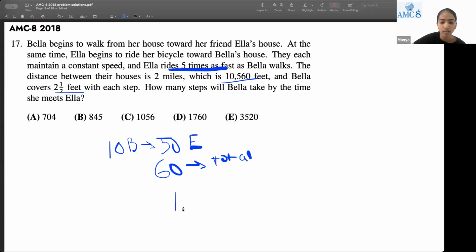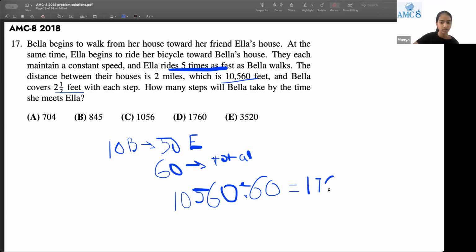So then we've got 10,560 as the total, divided by 60. So 10,560 divided by 60 is going to be equal to, if we solve that, 176. And now since we're calculating for Bella, how many steps she will take by the time she meets Ella, we have to do the next step.